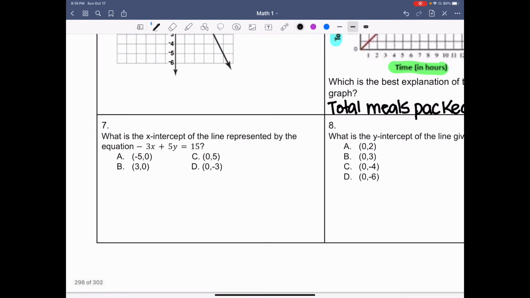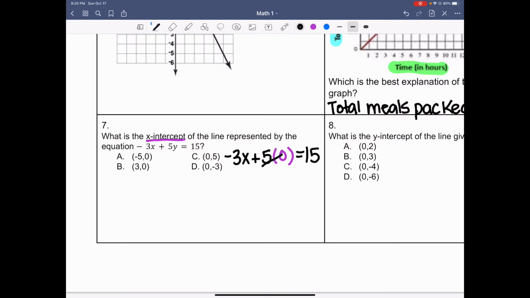All right, number 7. This one says, what is the y-intercept? So we're looking for the x-intercept. To find the x-intercept, remember we're going to plug in 0 for y. So this is going to be negative 3x plus 5, and where y is, we're going to put in 0, equals 15.